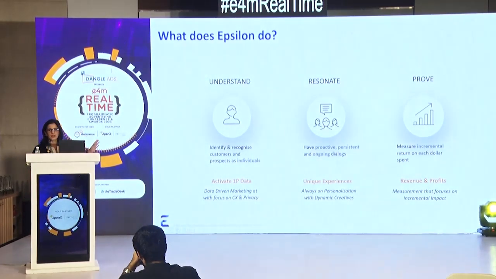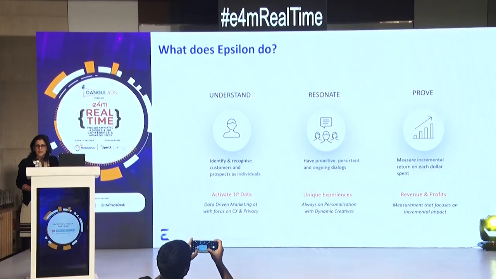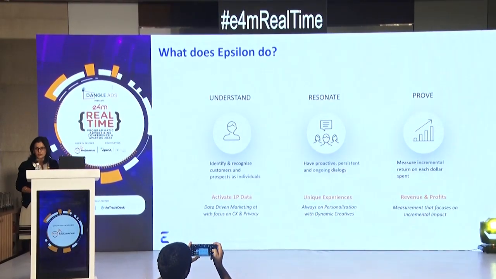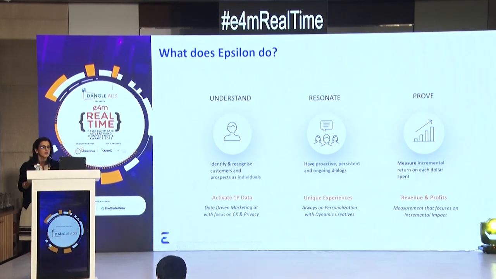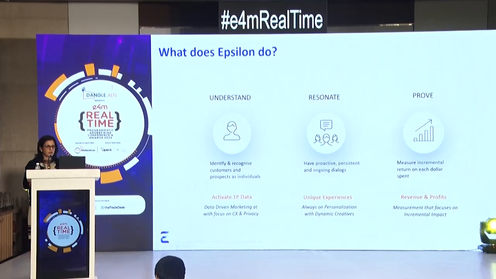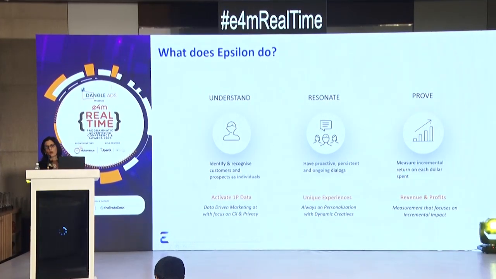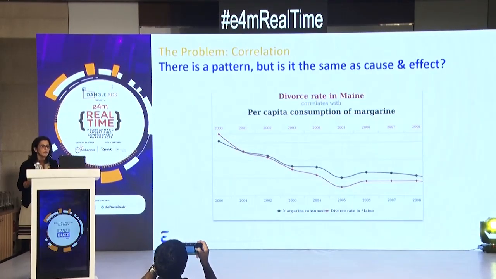While we typically talk about three pillars to whatever Epsilon does, doesn't matter if it's on the MarTech side or on the AdTech side, it's about understanding the customer, identification, therefore. Second is resonating with the customer, so personalization, one-to-one communication with the customer. And lastly is proving the outcome, proving the results. Today, instead of covering all of the other pillars and all of the other three-letter acronyms, we're going to focus on incrementality. We're going to focus on measurement.